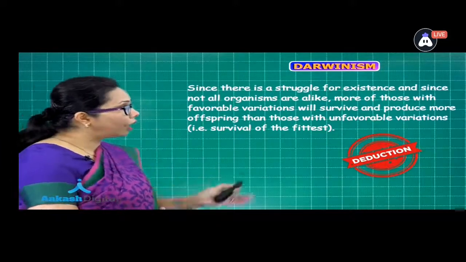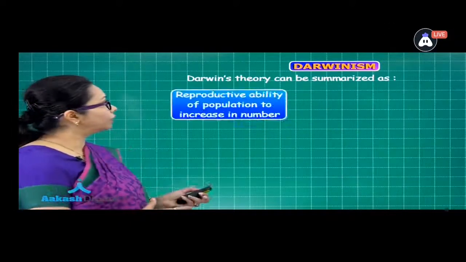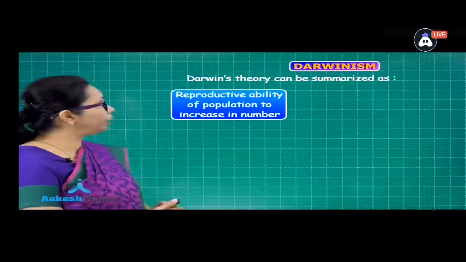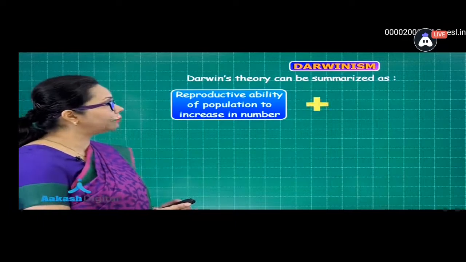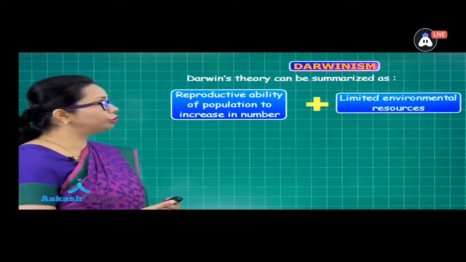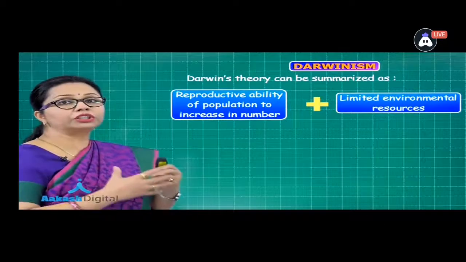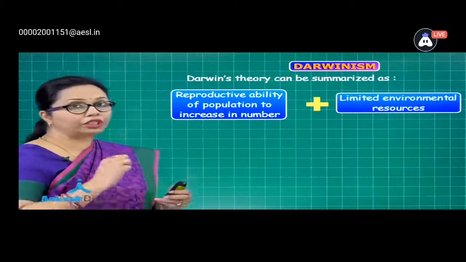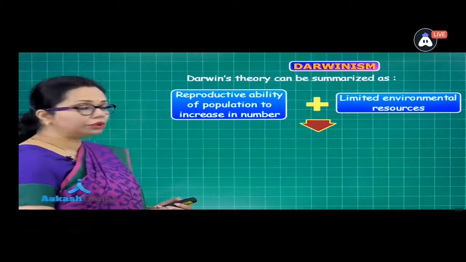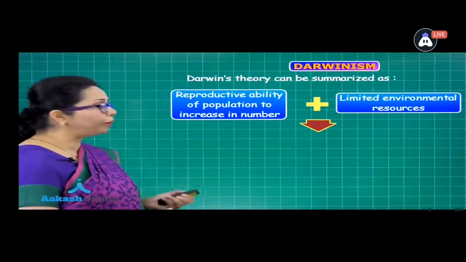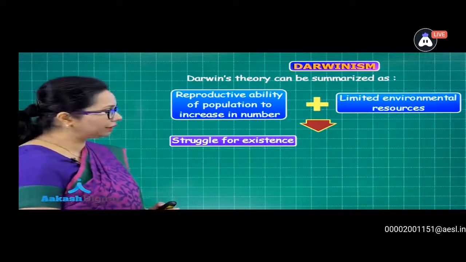So this entire Darwin's theory, we can summarize it in short. That is, reproductive ability of the population to increase in number, that is in geometric progression. But at the same time, there are limited resources. So the carrying capacity of the environment is less, and that puts a constraint on the increasing population. So as a result, what happens? That the population remains constant because of a struggle for existence.